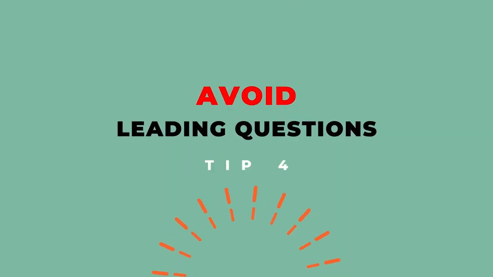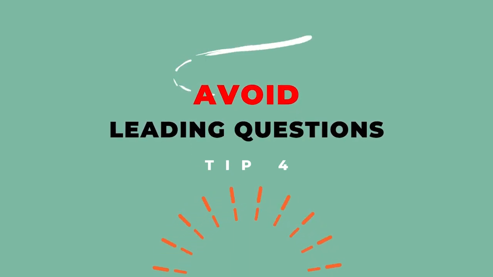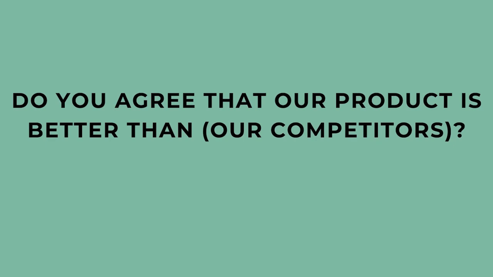Another thing that you'll want to try and avoid in your discussion guide is including leading questions. An example of a leading question would be, do you agree that our product is better than our competitors? You'll want to avoid these kind of questions because it implies that you're looking for a certain answer. This will lead to biased response and inaccurate insights.